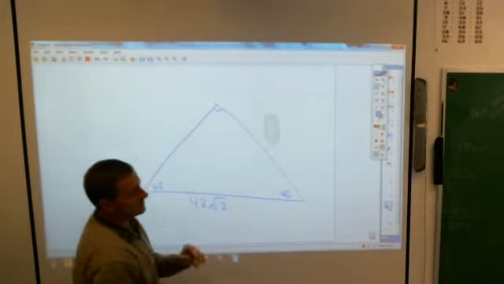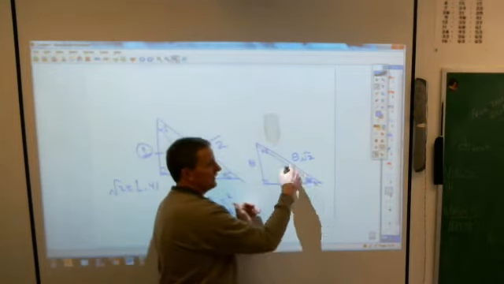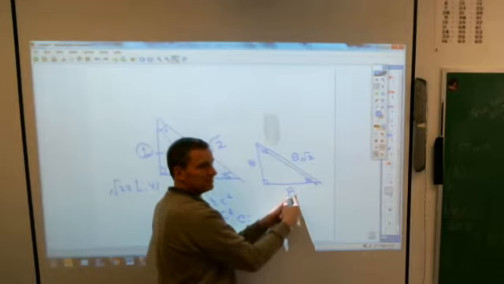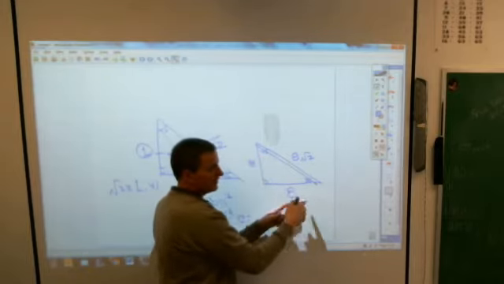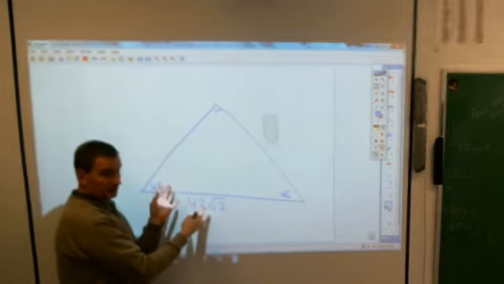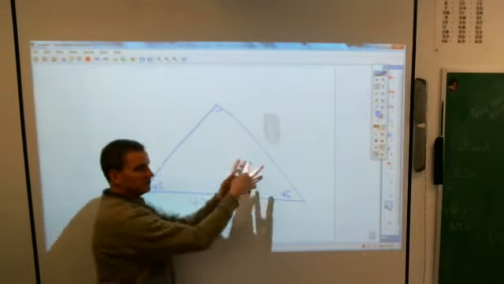Let me go back and explain this again. Notice the hypotenuse, 8 square roots of 2. Notice how this is the same number except it doesn't have the square root of 2. Nor does that have the square root of 2. This one is the triangle's turned, by the way. The hypotenuse in this one is 42 square roots of 2. What will these two be?